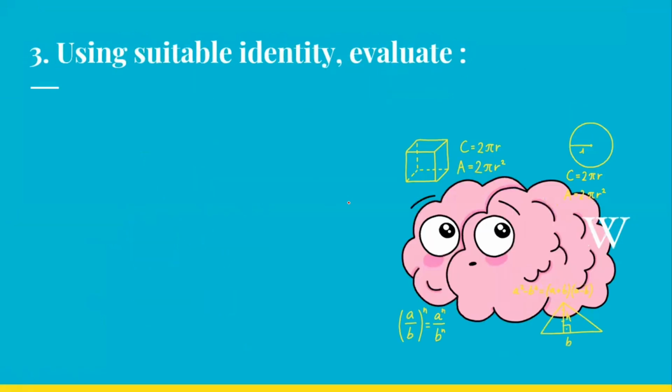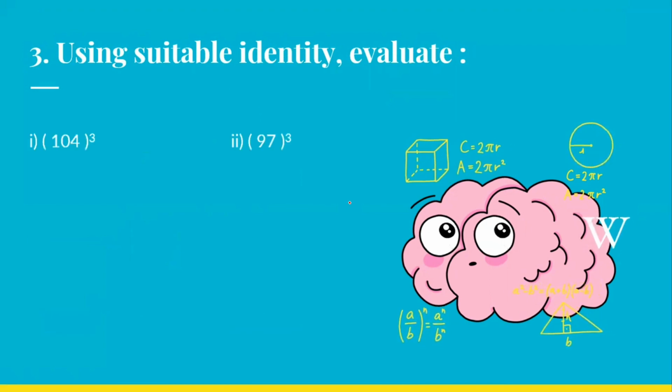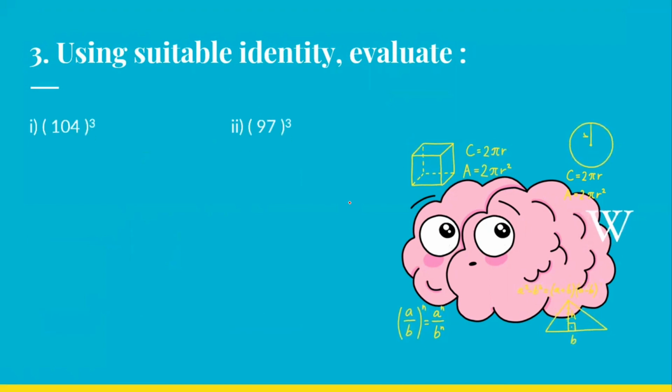Got it? Now we start with question number 3, using suitable identity evaluate. Okay, now in this you have two sub questions. Okay, 104 cube and 97 cube.